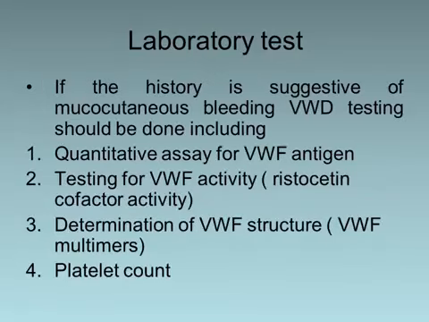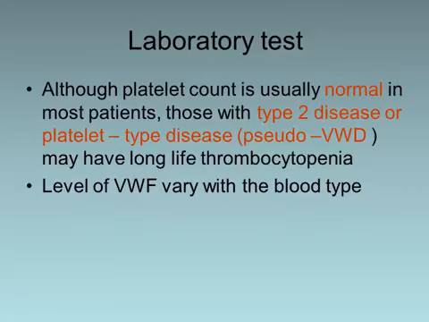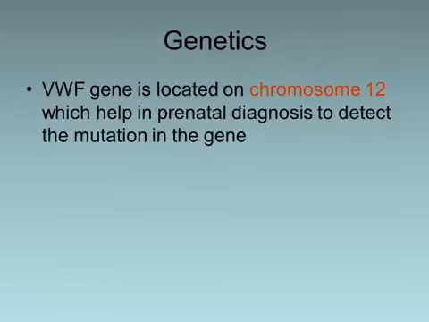If the history is suggestive, von Willebrand testing should be done, including quantitative assay of von Willebrand antigen, testing for von Willebrand factor activity, which means ristocetin cofactor activity, determination of von Willebrand structure, von Willebrand multimer, and platelet count. Although platelet count is normal in most patients, type 2B disease and platelet type pseudo von Willebrand disease have low platelet count. And as we said, the level varies with the blood group.